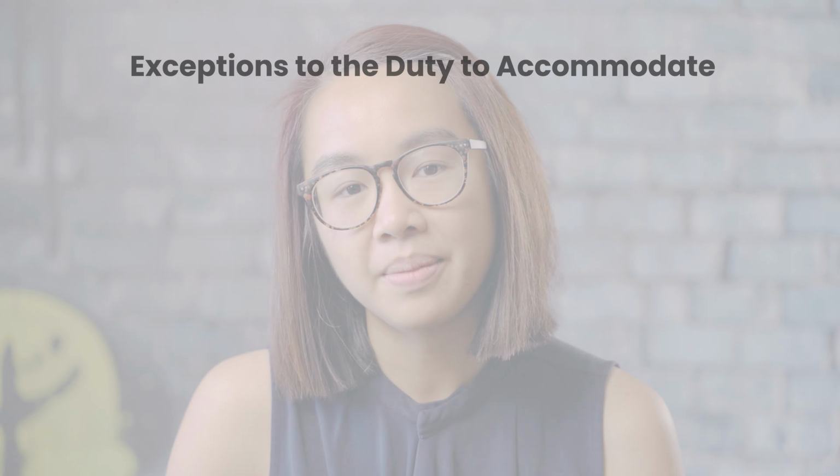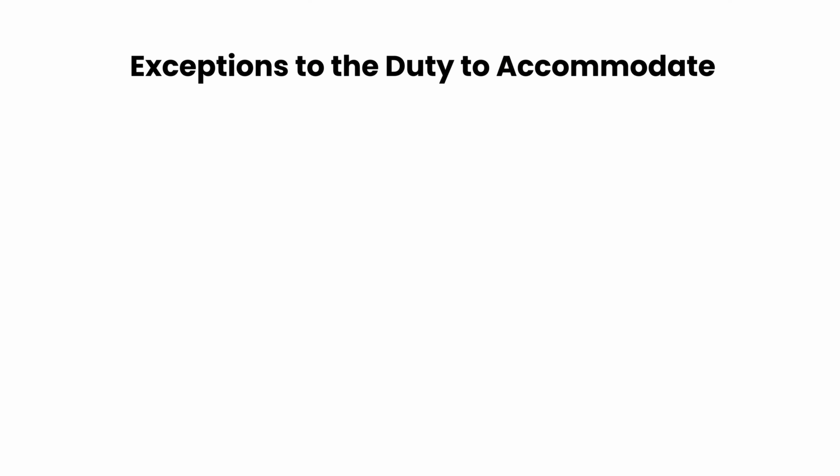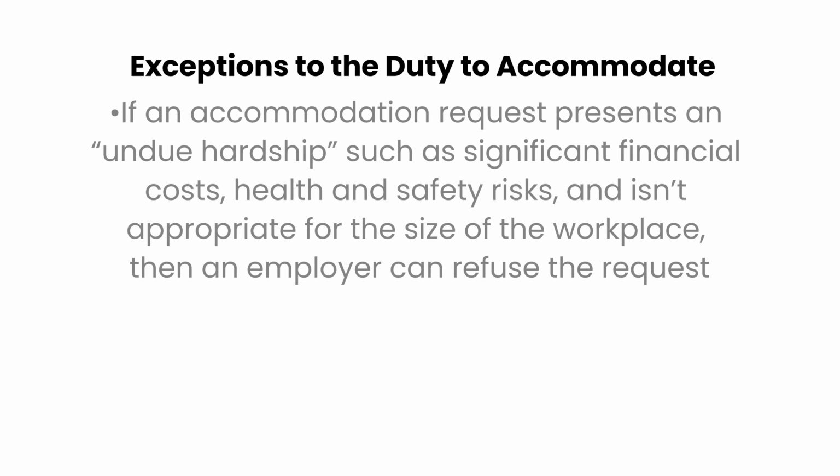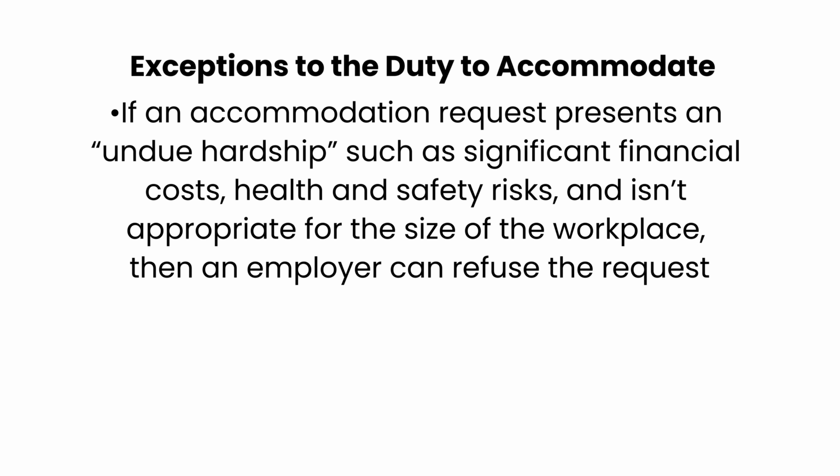Under the BC Human Rights Code, refusing accommodations or dismissing an employee from a job due to disability is considered discrimination. There are two exceptions to the duty to accommodate. If an accommodation request presents an undue hardship, such as significant financial costs or health and safety risks, and isn't appropriate for the size of the workplace, then an employer can refuse the request.